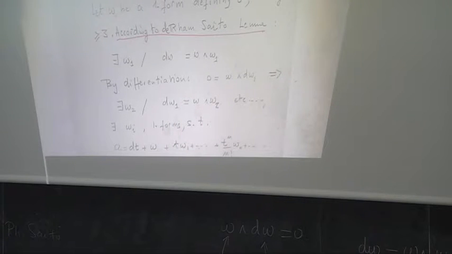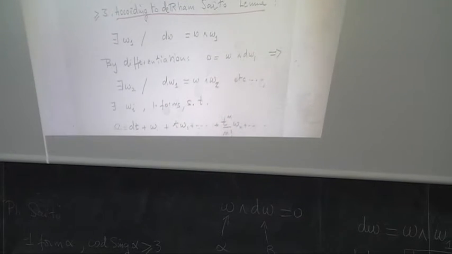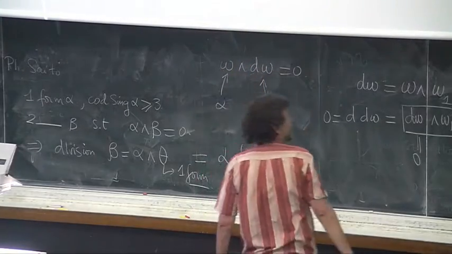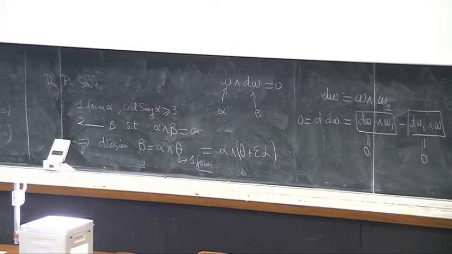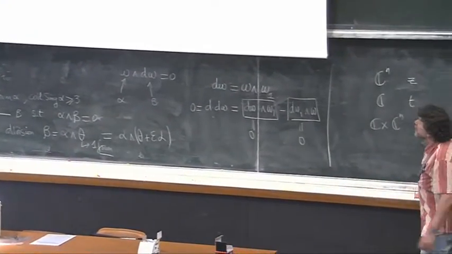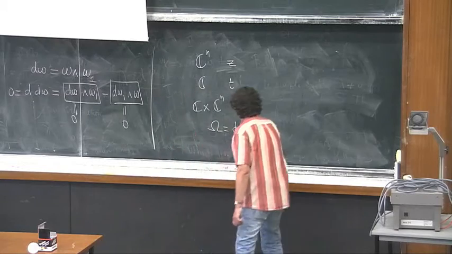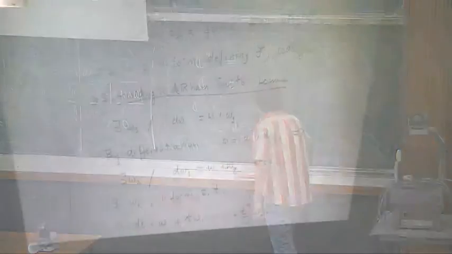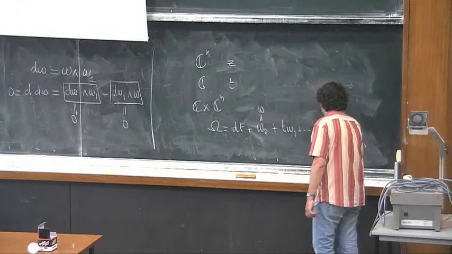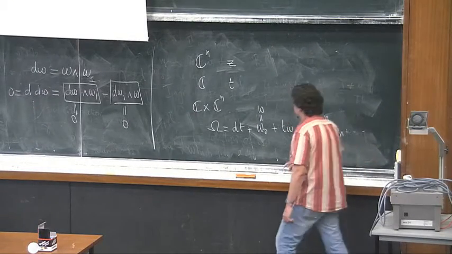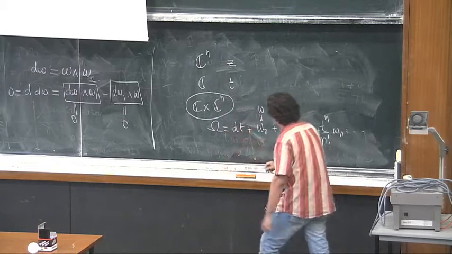In my space Cn, with coordinates Z, and now I take t a coordinate on C, the algorithm says that it's possible to construct a form on the space C cross Cn, and this form, big omega, is dt plus omega 0, which is omega, plus t omega 1, and so on, exactly the induction of this type. And this new form in this space is in fact integrable.